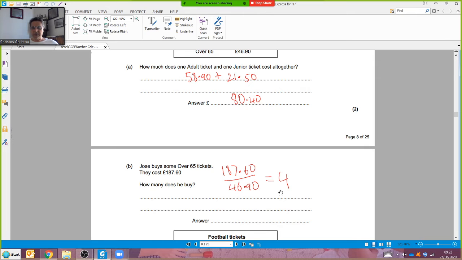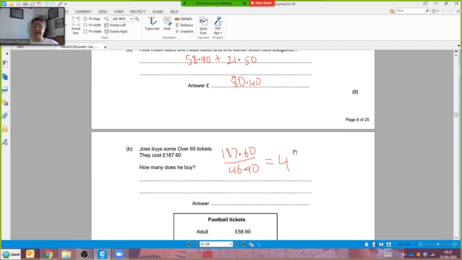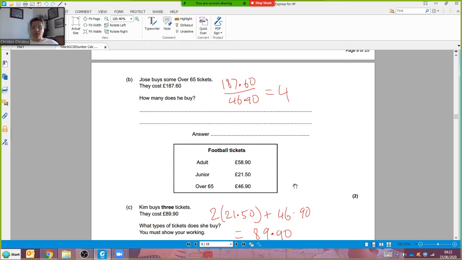Now what? So what's that? Josie, Jose, whatever, buys some over 65 tickets, and they cost £187.60. That's expensive. So you're going to find out how many tickets he buys. So we're going to take £187.60 and divide by the price of the over 65 ticket. That comes to exactly 4. Okay, very easy.